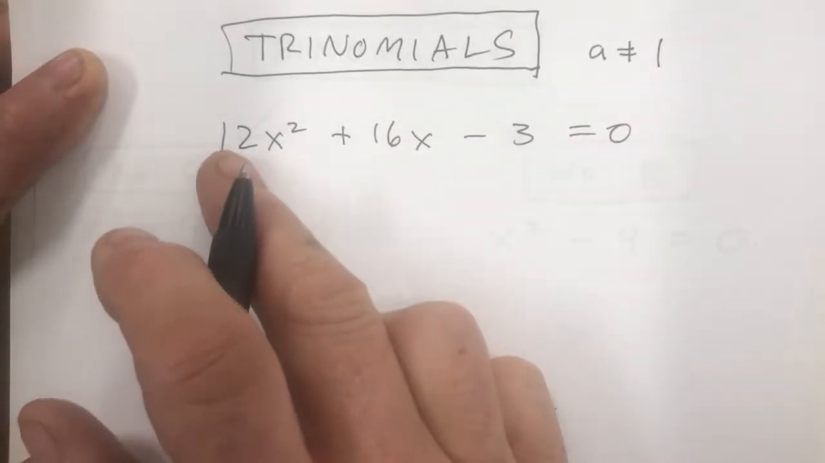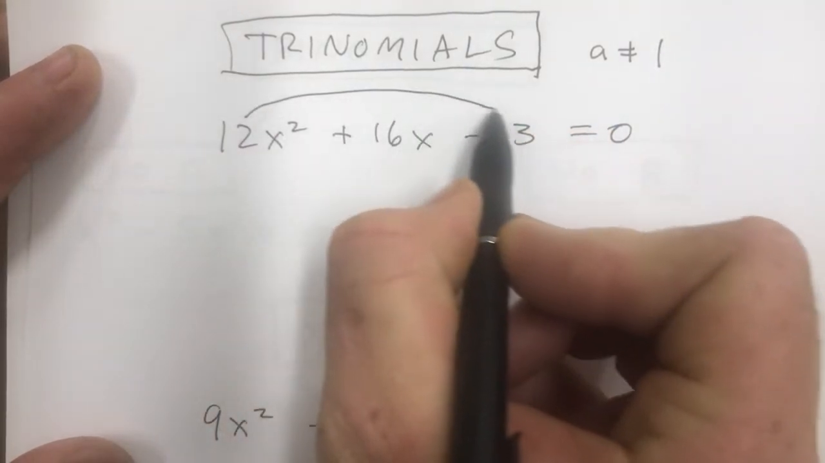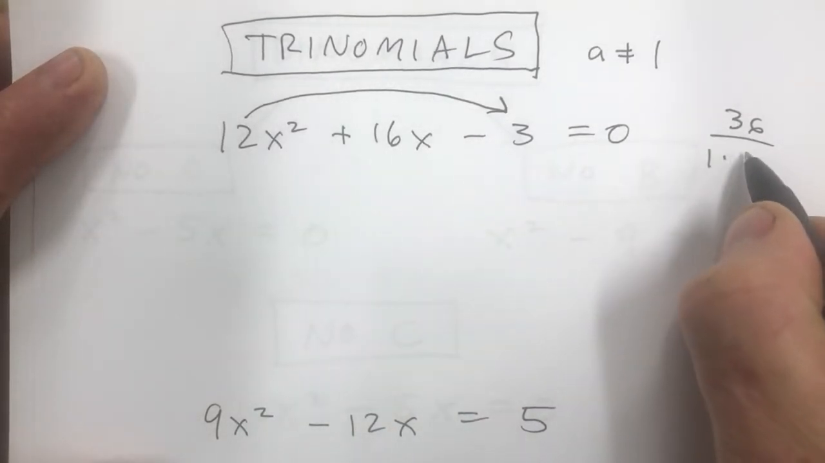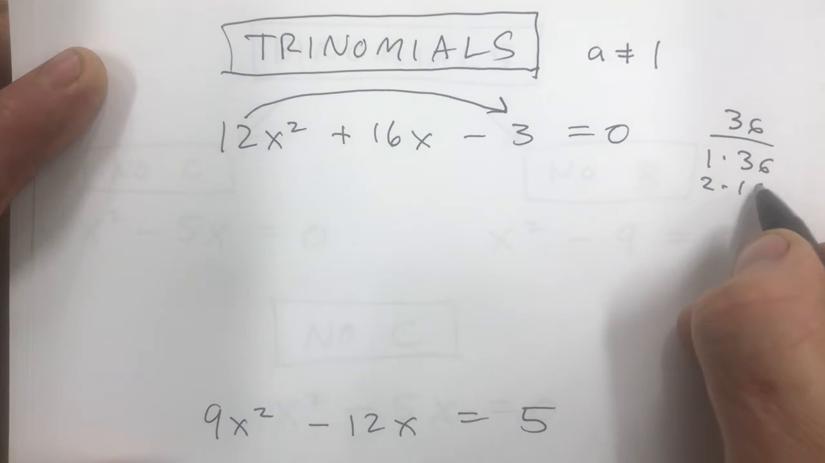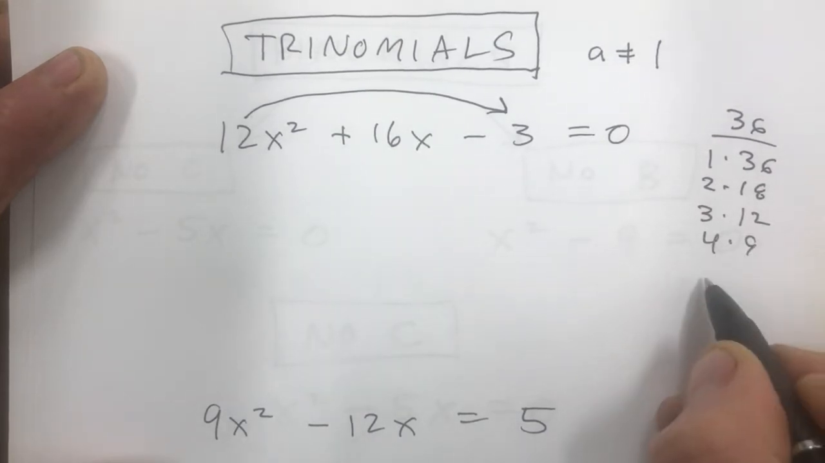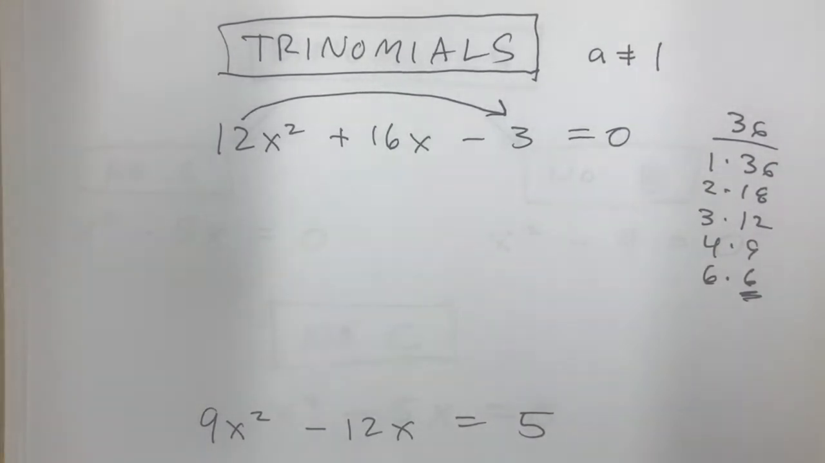Now, when you have an a that's not 1, remember you've got to take your 12 here and multiply it times 3, which is 36. So 36 divided by 1 is 36, 36 divided by 2 is 18, 36 divided by 3 is 12, 36 divided by 4 is 9, 36 divided by 5 is a decimal, 36 divided by 6 is 6, and there you go, that's all of it. We just did that a minute ago, didn't we?